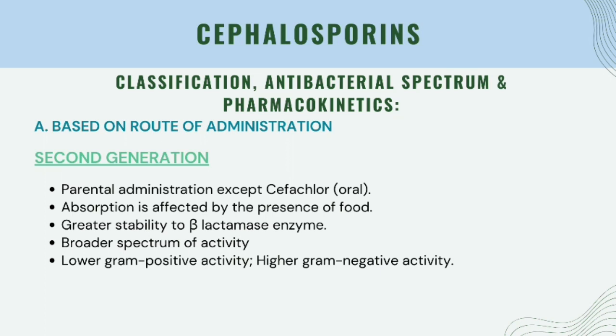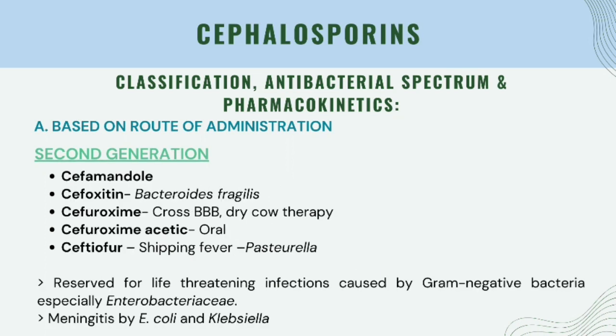They also exhibit a broader spectrum of activity, with lower gram-positive activity and higher gram-negative activity. Second-generation drugs are cefamandole, cefoxitin, cefuroxime, cefuroxime axetil, and cefotetan. They are reserved for life-threatening infections caused by gram-negative bacteria, especially Enterobacteriaceae, and meningitis by E.